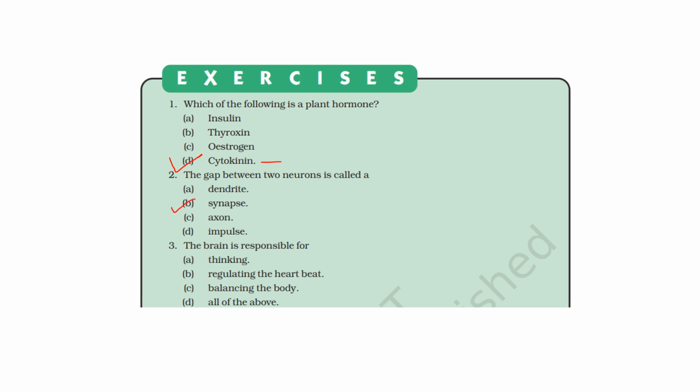Synapse. ठीक है, synapse is the gap between two neurons, correct. Third is the brain is responsible for thinking, regulating heartbeat, balancing the body. So all of the above. ठीक है, तीनों के लिए ही responsible होता है brain, right? So D is the correct option.